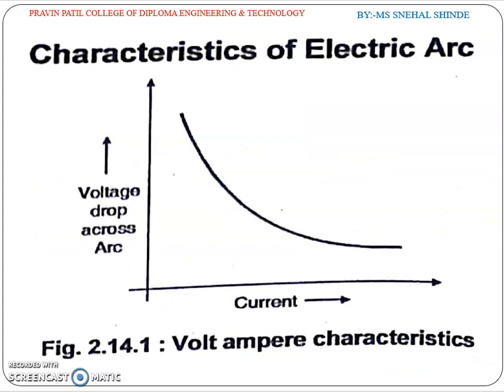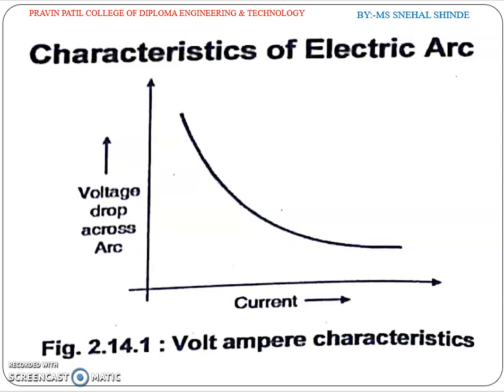Next is the characteristics of the electric arc. So, it is the volt ampere characteristics. As the arc current increases, the demagnetizing effect increases and the voltage decreases. And the reverse happens when the load current decreases. A 3-brush DC generator is also used. In that generator, the drooping characteristic is obtained by the demagnetizing effect of the armature reaction.